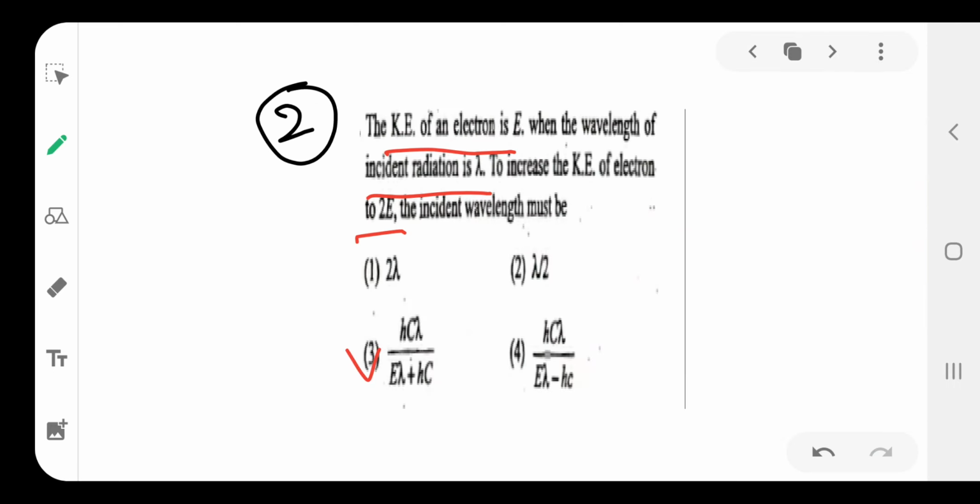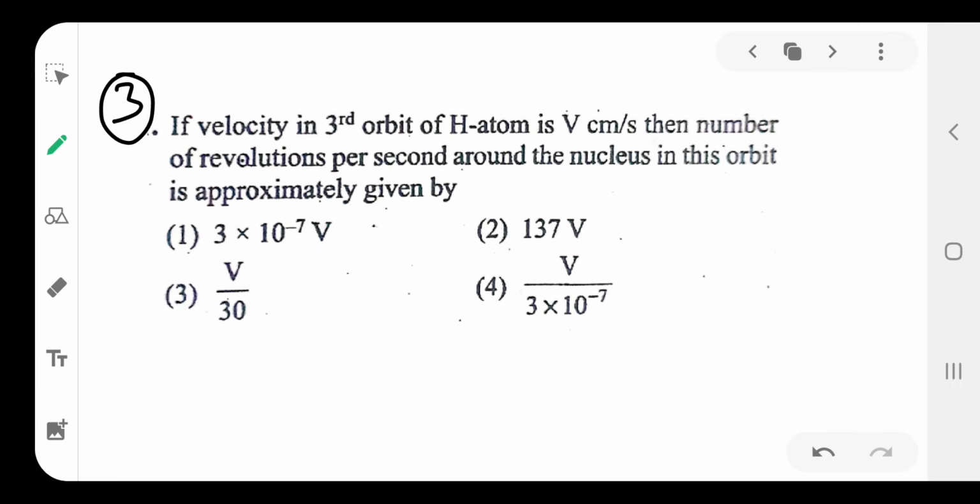Sc by lambda divided by E lambda plus Sc. So that is the answer for that question. The next one is question number 3.